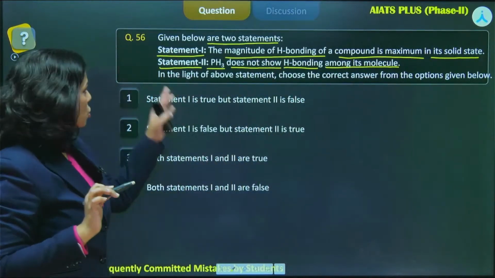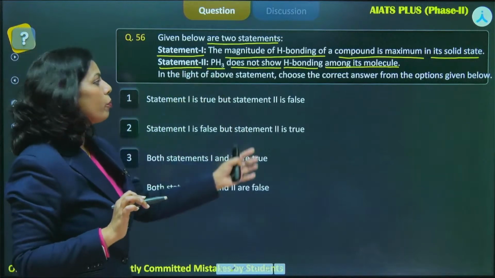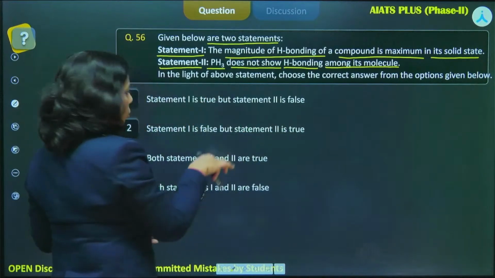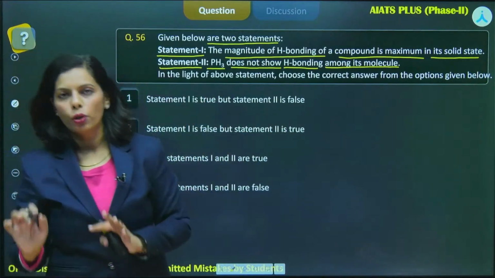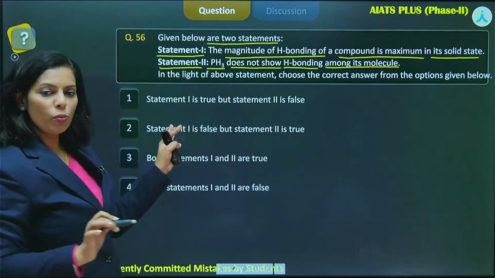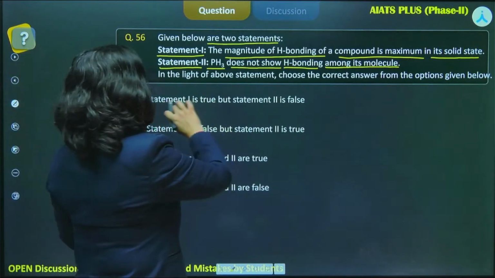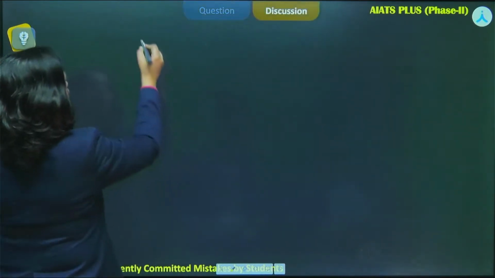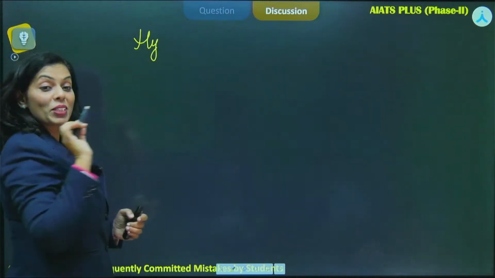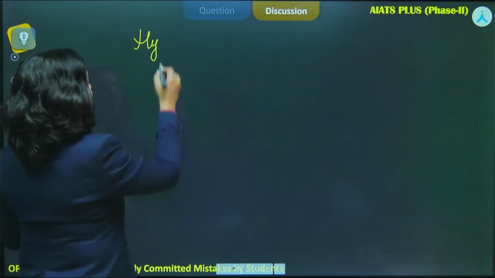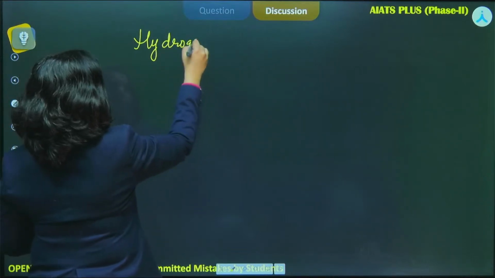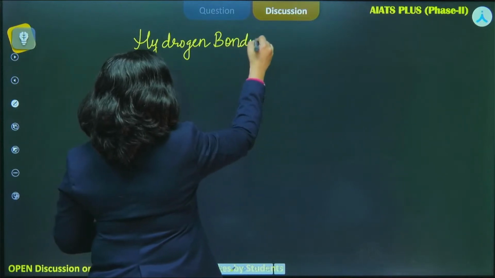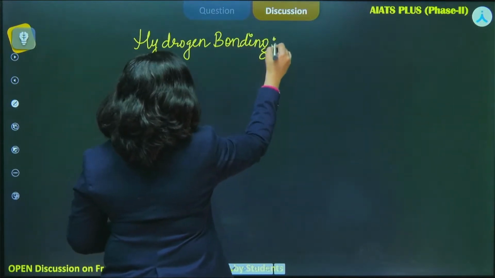Now you need to just check. You need to just read the statements and opt for the correct answer from the given options. Statement 1 true, statement 2 false. It means you need to identify whether both the statements are correct or not. Now, the first statement is the magnitude of hydrogen bonding. So, the first question is what hydrogen bonding is. The last topic from the chapter chemical bonding and molecular structure, hydrogen bonding. A special type of molecular interaction, and it is of two types, intramolecular and intermolecular. Remember?